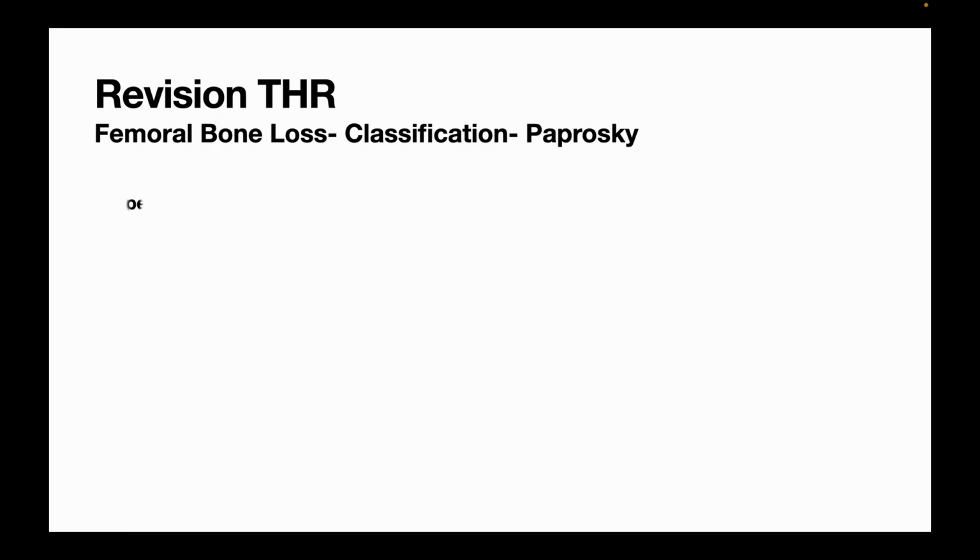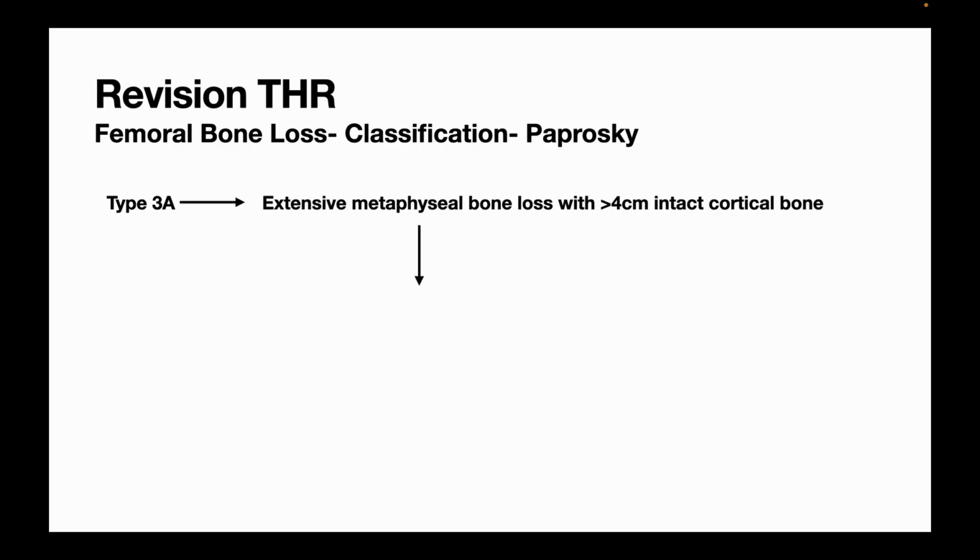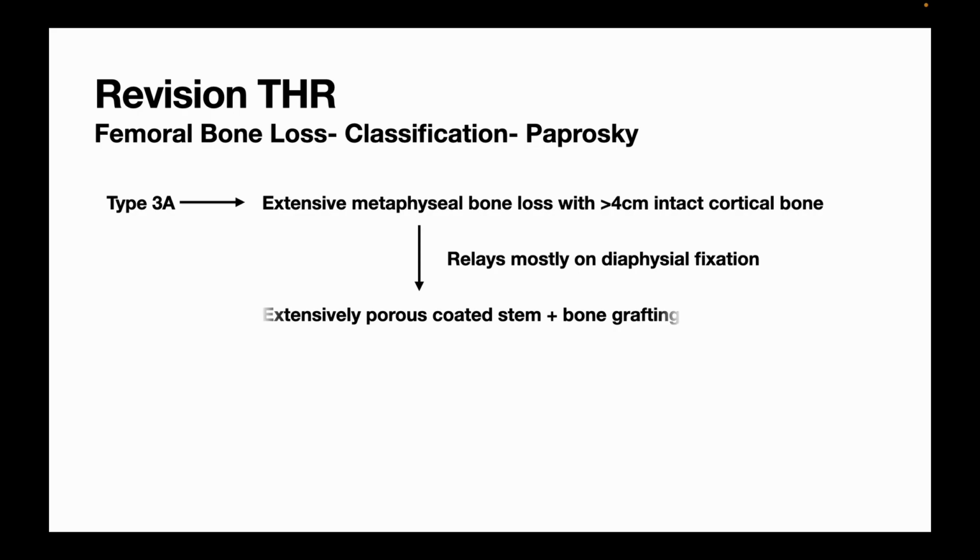However, if the metaphyseal bone loss is extensive, then along with the porous coated stem, we may have to add particulate bone grafting. When the stem stability is dependent more on the diaphyseal fixation due to extensive proximal bone loss, then an extensively porous coated stem and bone grafting alone may not be sufficient, and an impaction bone grafting and cemented stem may be necessary. This happens in type 3A.